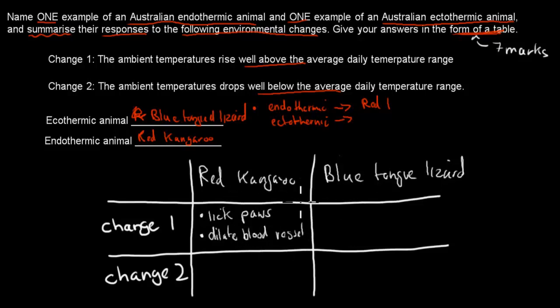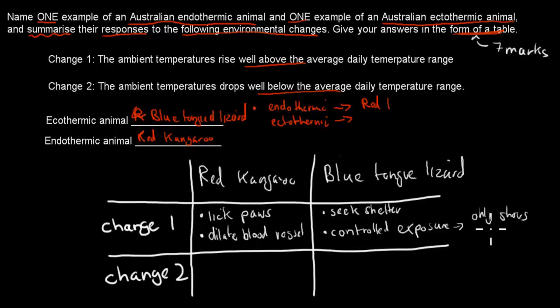For the blue-tongued lizard, it can only use its environment, so it can seek shelter. And also use controlled exposure, where it only shows its head. In this case, that allows it to warm up only the head as opposed to the whole body. That's good if it's too hot, because it doesn't want its full body exposed to the sun, as that would be too much warming up. So these are the responses. Again, I just named 2 for each.